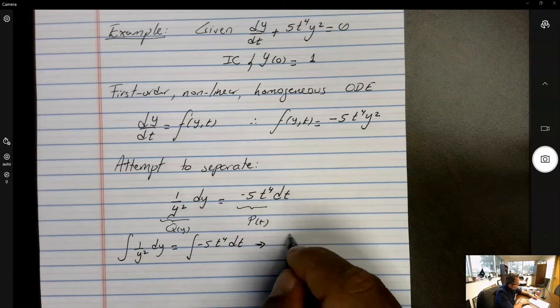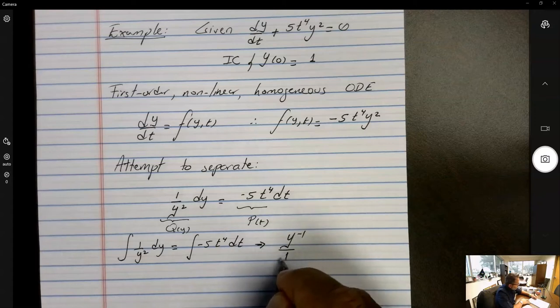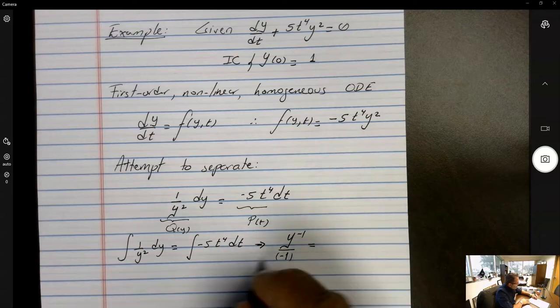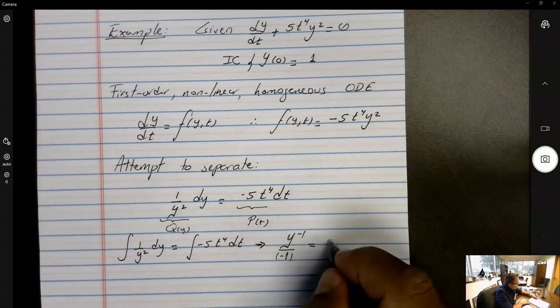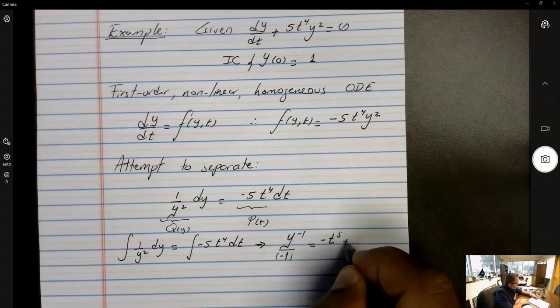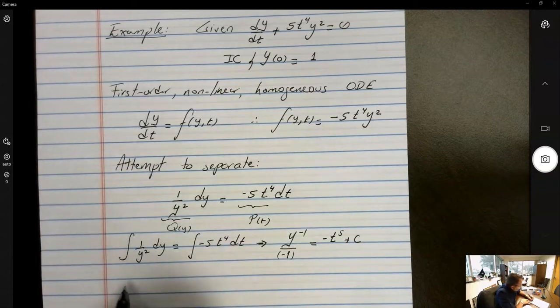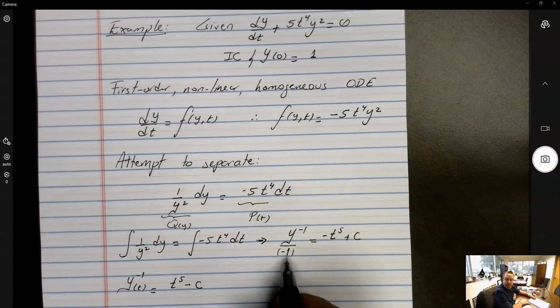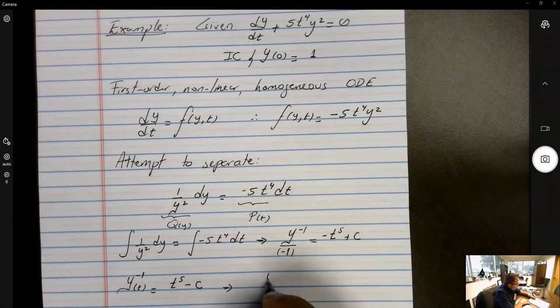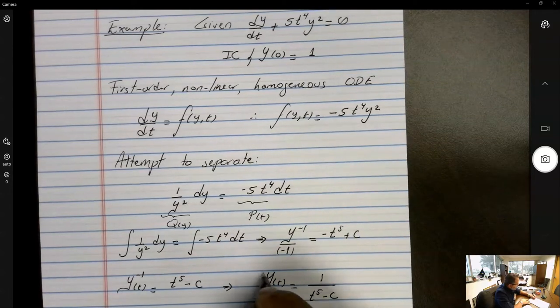So on the left-hand side, we'll have y to the power of minus 1 over minus 1, which is equal to the integral of minus 5t to the 4th, that will be minus t to the 5, plus a constant of integration, c. So that means y of t to the minus 1 is equal to t to the 5 minus c. I'm multiplying everything by minus 1 because of this denominator. And that will mean that y of t is the inverse of these: 1 over t to the 5 minus c.